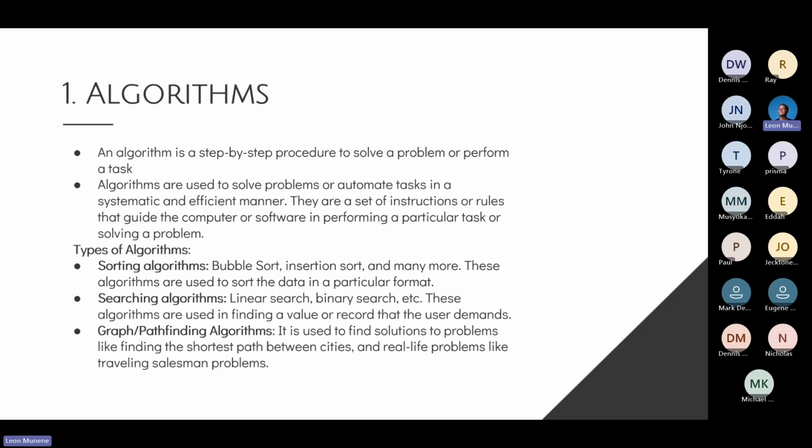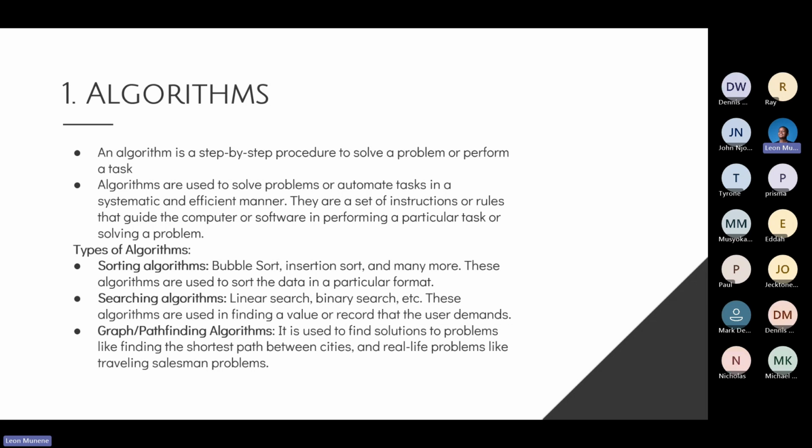Then we have search algorithms. Simply put, search algorithms are for searching for a specific value, maybe a number, maybe a name, maybe a letter, maybe a value, just searching for them from a list from anywhere. Those are search algorithms, finding a value or record that the user demands.